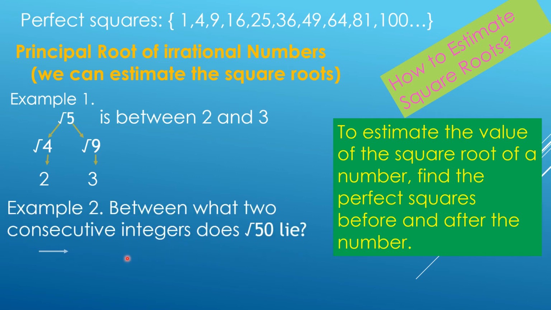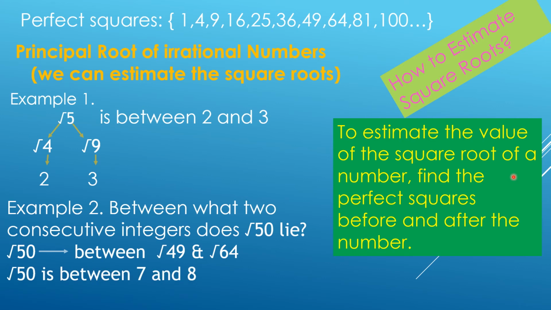Next, we have here: between what two consecutive integers does square root of 50 lie? So again, I have here perfect squares. And square root of 50, so 50 is between square root of 49 and square root of 64. Okay? So you can now write that 50 is between square root of 49 and square root of 64.